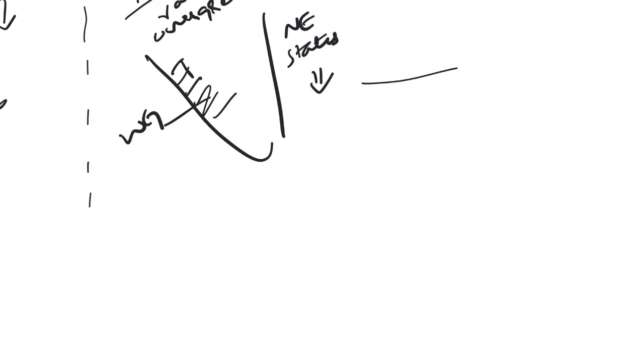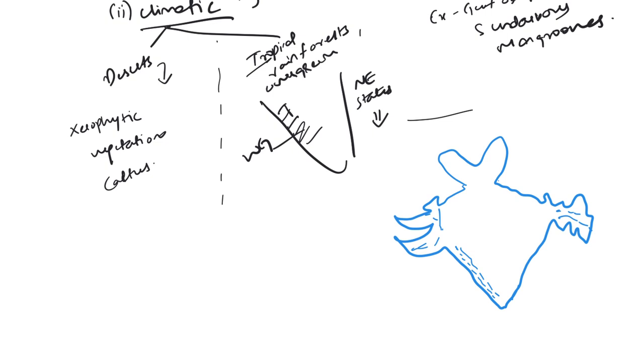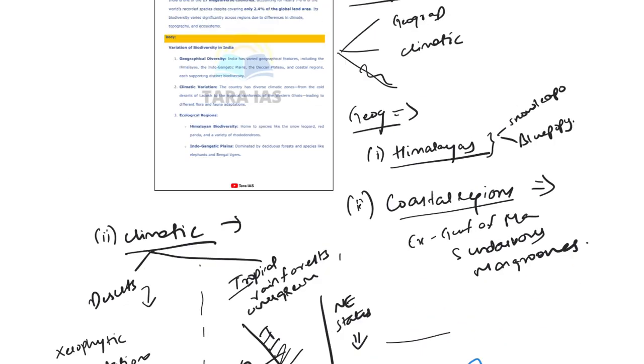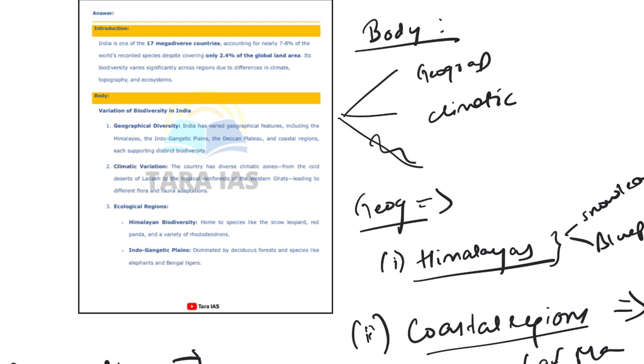In this you can also draw a map, and you can highlight like this over Western Ghats where you find evergreen forests, tropical rainforests and desert region. So you can make your own innovative map over here. It would fetch your marks. So the first part of our body is done.